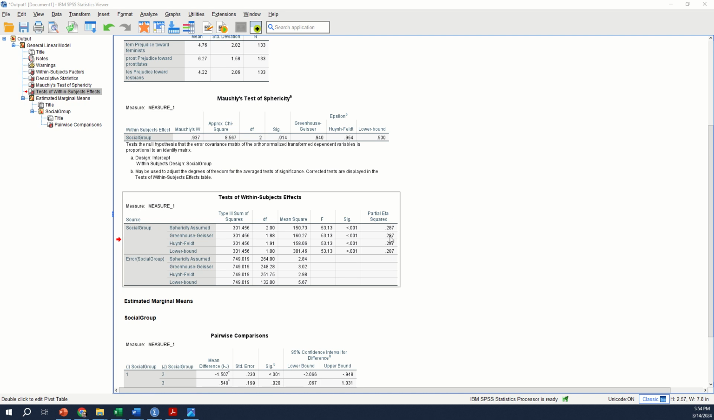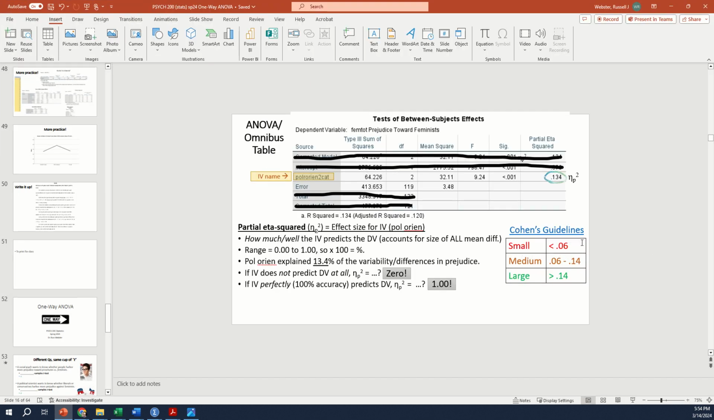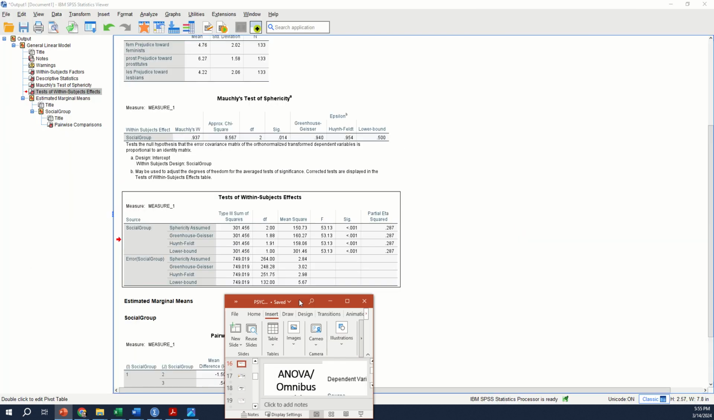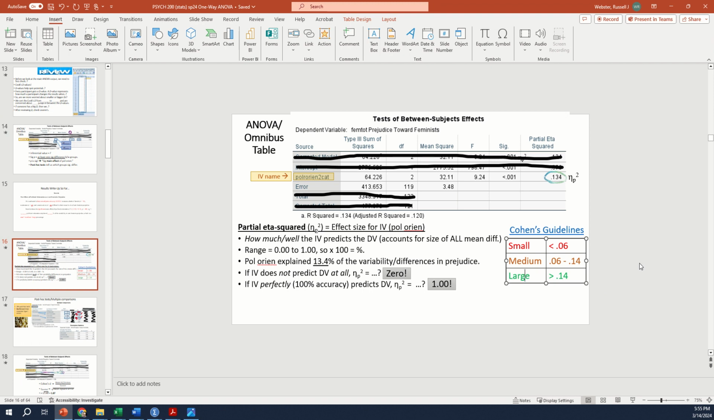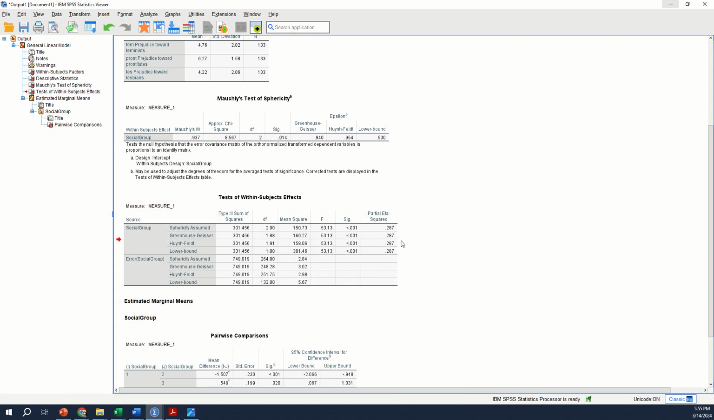And so we interpret the partial eta squared here just like we did for the between subjects one-way ANOVA. So we're going to use the same guidelines, and I'm going to just bring those up quickly here. For partial eta squared, small is less than 0.06, medium is 0.06 to 0.14, and large is greater than 0.14. And our partial eta squared is, in this case, 0.287. So we have a large percentage. The social group actually explains a lot of the differences in prejudice, that the social group seems to matter a lot in terms of how much prejudice people are reporting. So the type of social group is explaining 28.7% of the differences or variability in prejudice, and that's a large percentage.